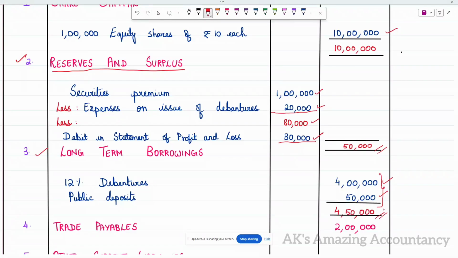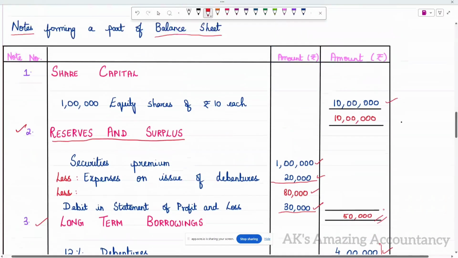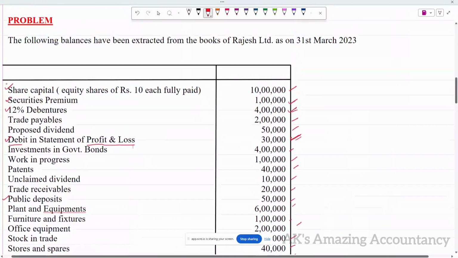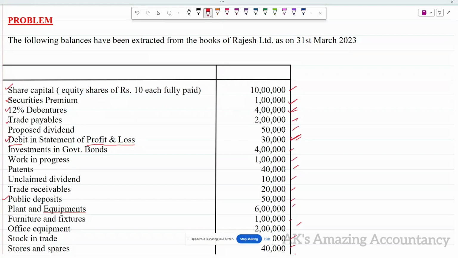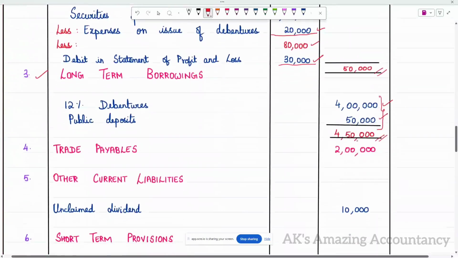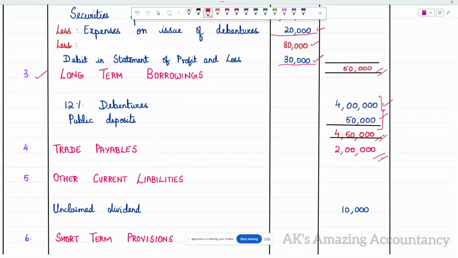Then note 4 is for trade payables. In this particular problem, you are given trade payables as 2 lakhs. So 2 lakhs will come under trade payables. This is note 4. Then the next note we are going to prepare is for other current liabilities.